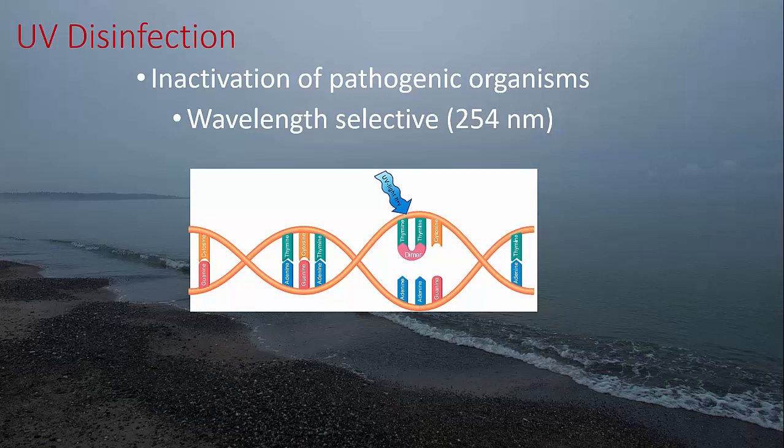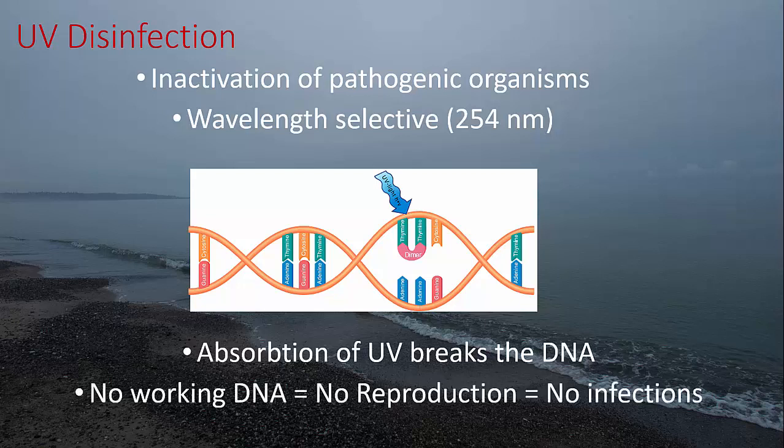And the UV light in the pathogenic organism will break the DNA chain or block the DNA replication by gluing two of the amino acids together, as shown here in the picture. So it's a very effective block of certain pathogenic organisms by attacking the DNA and stopping the possibility of the organism to replicate. The absorption of UV breaks the DNA, as I told you. No working DNA, no reproduction, no infections, problem solved.